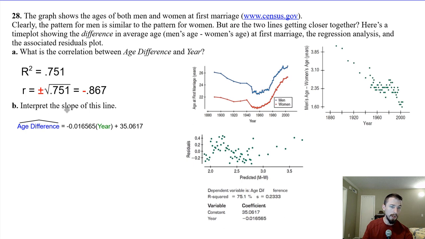All right, interpret the slope of the line. Our slope is going to be this negative 0.016565. That says on average, our model predicts that for each year, there's a decrease in the age difference by 0.0166. If you want to round it, it's fine. All right, so pretty cool. So that's how much it's decreasing on average, from our model, each year that we go on.